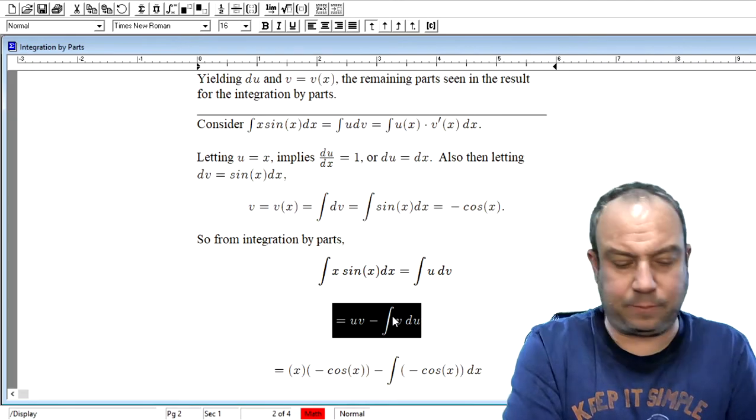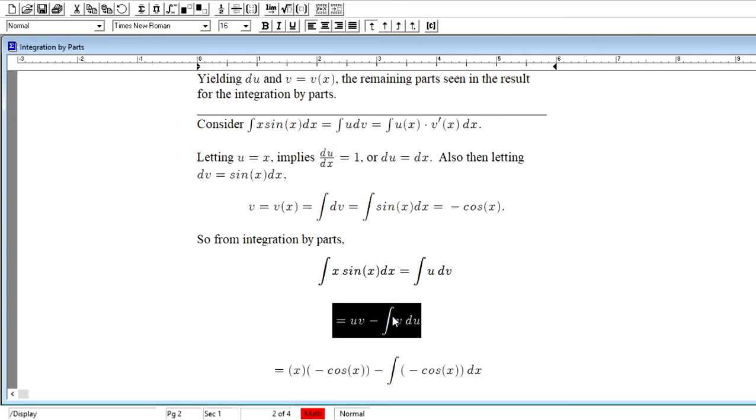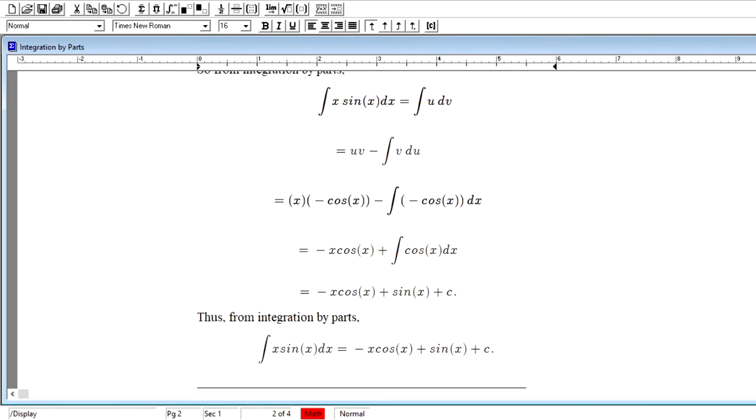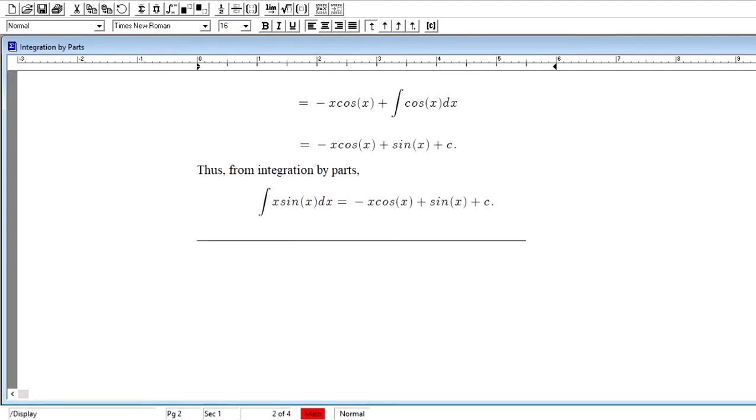Take note. All right, folks, that's just our first example. Let's scroll down and see another case here.